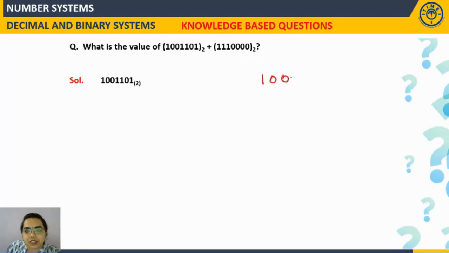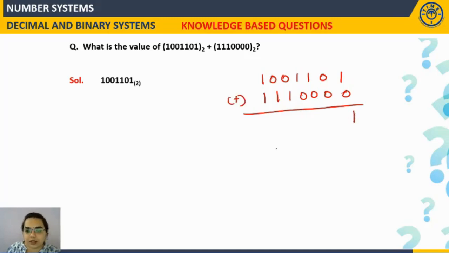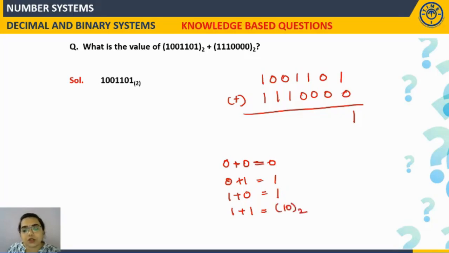So 1001101, then we have 1110000. So 1110000. Okay, so this is addition. 1 plus 0 is 1. I hope you remember the binary addition, right? Let me just tell you once again. 0 plus 0 is 0. 0 plus 1 is 1. 1 plus 0 is 1. 1 plus 1 in decimal is 2, right? 2 in binary is 1 0. So 1 0 to the base 2.